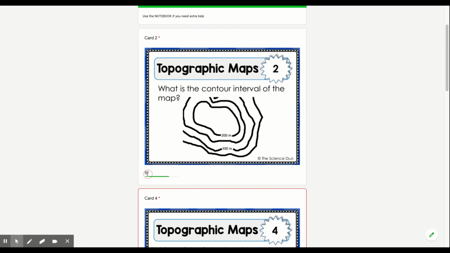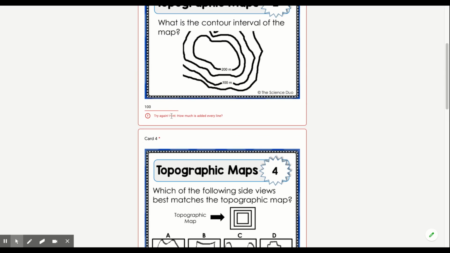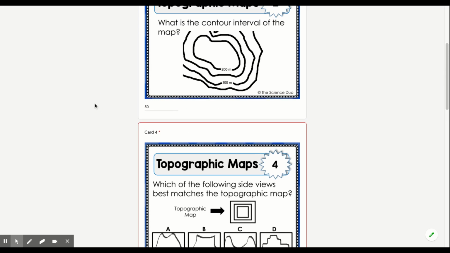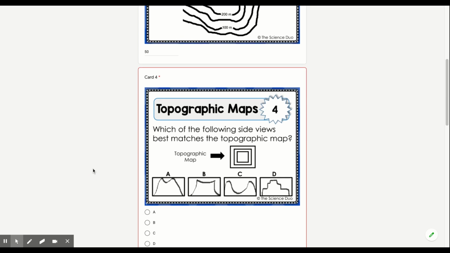Now, if I put in the wrong answer, so for example, let's say I put in 100, it's going to say try again. So some of these, not all of them, but some of them, are going to tell you it's wrong if you put in the wrong answer. So you have to go back and look at it again.